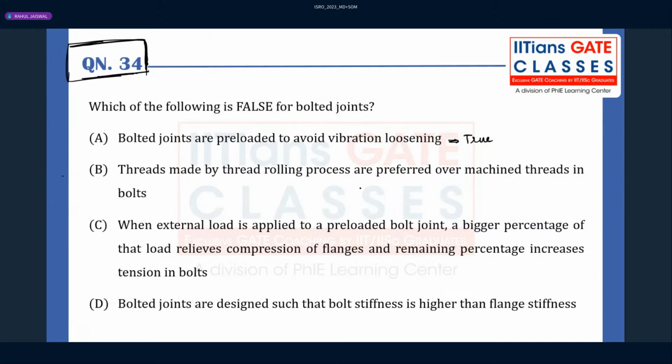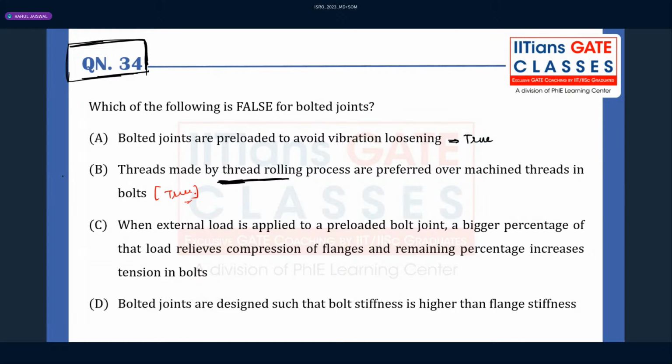Now, second point, when you consider threads made by the thread rolling process. Thread rolling is a highly accurate process, very costly. So whatever thread profile we make by thread rolling, they are very accurate and good thread profiles, rather than machined threads. If bolt threads are made by thread rolling, that has more accuracy. So again, no doubt that is preferred. This is again a true statement. But whenever the cost is higher, then we sometimes prefer machined threads.